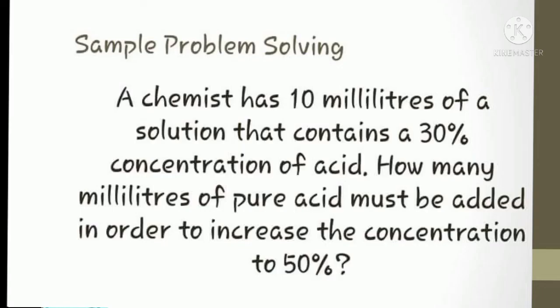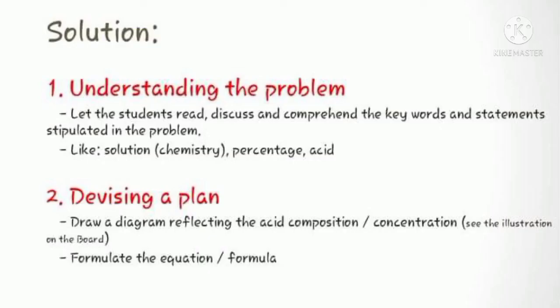So here is the sample problem solving. A chemist has 10 milliliters of a solution that contains a 30% concentration of acid. So how many milliliters of pure acid must be added in order to increase the concentration to 50%? So here is the solution. In this solution, we are going to apply the 4 steps that we discussed earlier.